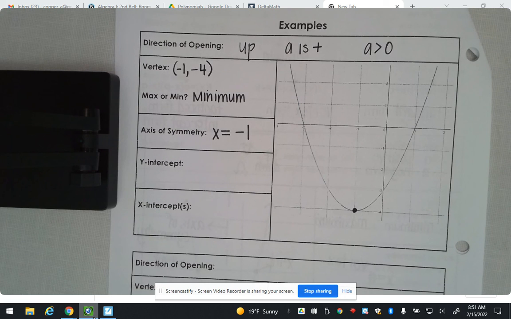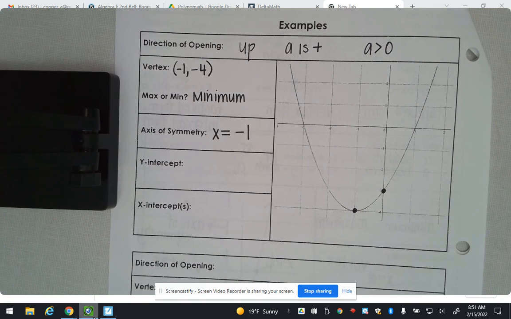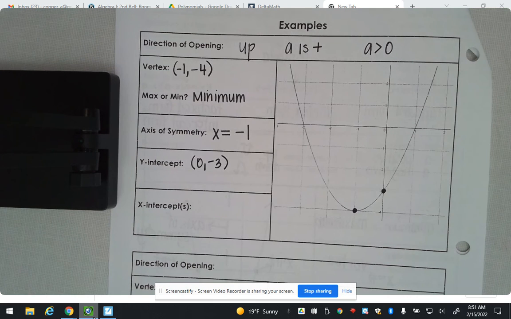Everybody cool with me there? How many y-intercepts do I have? 1. Can I only have 1? Yes, you have to have 1. Now, it's right here. Agree or disagree? Yeah? I need the coordinates for that point. My coordinates for that point are what? 0, -3. Good.